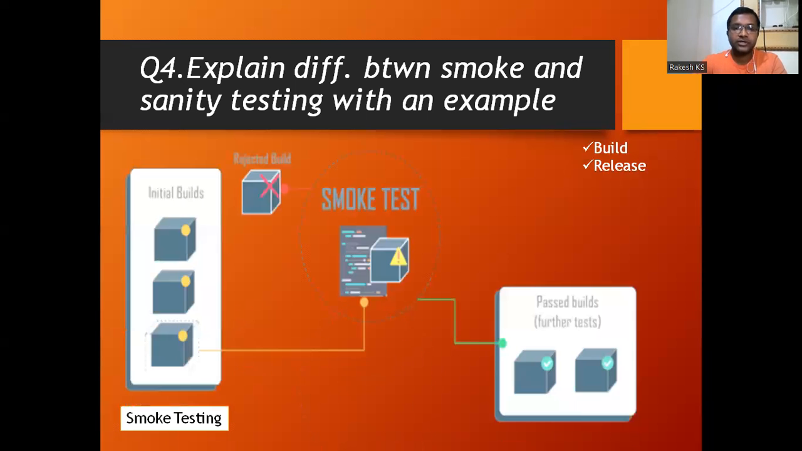Now we shall see smoke testing. Smoke testing is basically done on the initial builds. A build is software which has functionality, but it has bugs. In smoke testing, we only test the basic and critical functioning. If the basic and critical functioning is tested okay, then it is passed for further tests. If not, it is rejected.